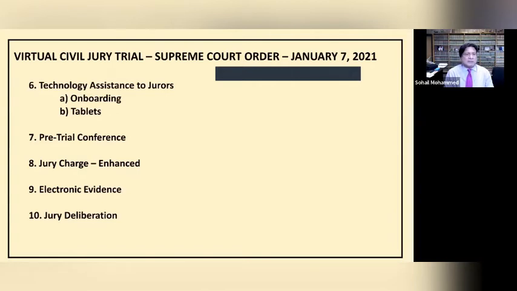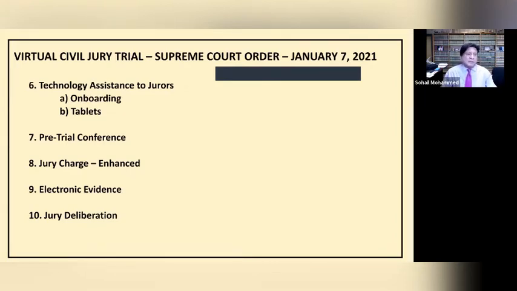Six, technology assistance of jurors, including onboarding. Onboarding would be provided for those jurors who need to get acclimated or be able to log in and do all of the things that they need to do in a virtual setting. We will provide them just like what we have done for the grand jurors. Electronic technology would be provided, which is physical tablets. These are Samsung tablets, which the jurors will hold on to during the entire duration of the trial. This is significant because we do not want the technology divide to prevent a potential juror from serving on a jury.